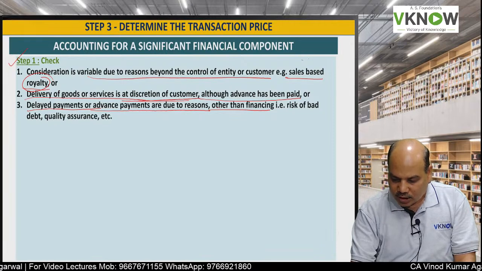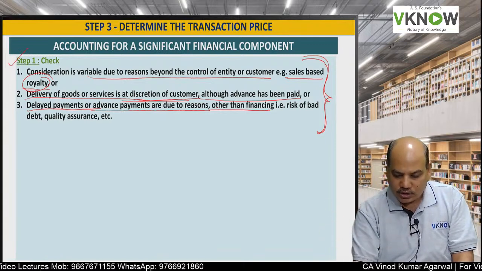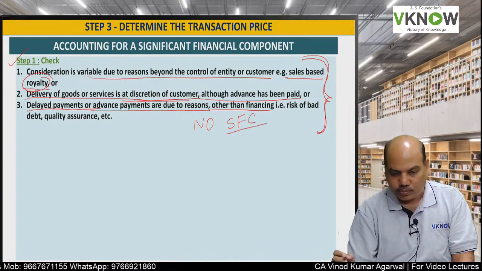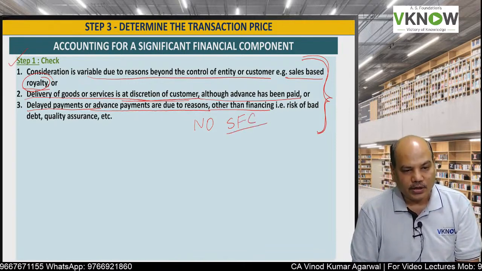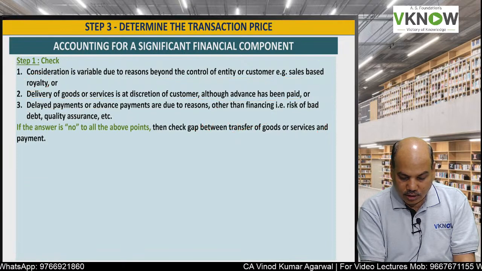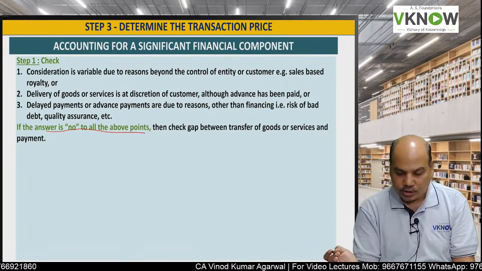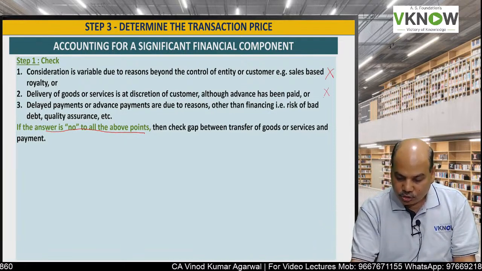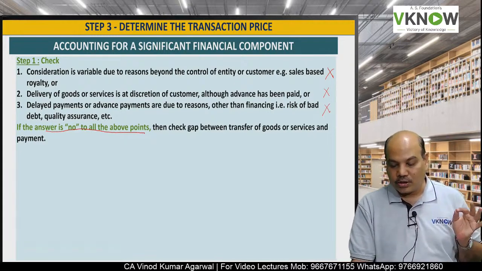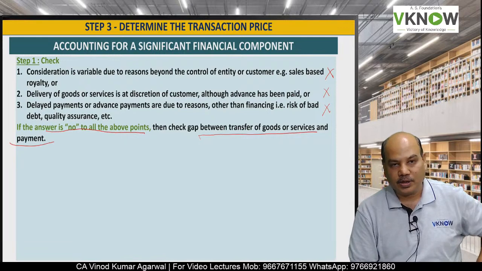If any of these 3 conditions is present, there is no significant financing component. Okay. But if the answer is no to all the above points, that means the variation is not because of these 3 reasons, then the next thing I need to do is to check the gap between the transfer of goods and service and the transfer of payment.